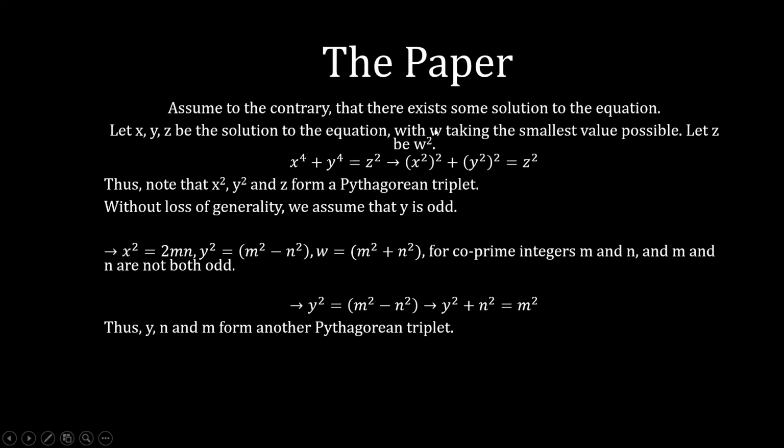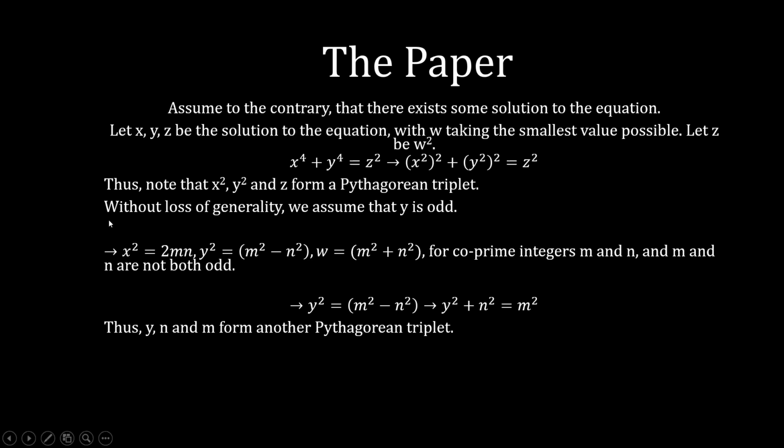Okay, yeah. So with w taking the smallest value possible, I've taken z to be w squared here. So x raised to 4 plus y raised to 4 is equal to z squared, which means that (x squared) whole squared plus (y squared) whole squared is equal to z squared. And then it is easy to note that x squared, y squared, and z form a Pythagorean triplet. So without loss of generality, we assume that y is odd.